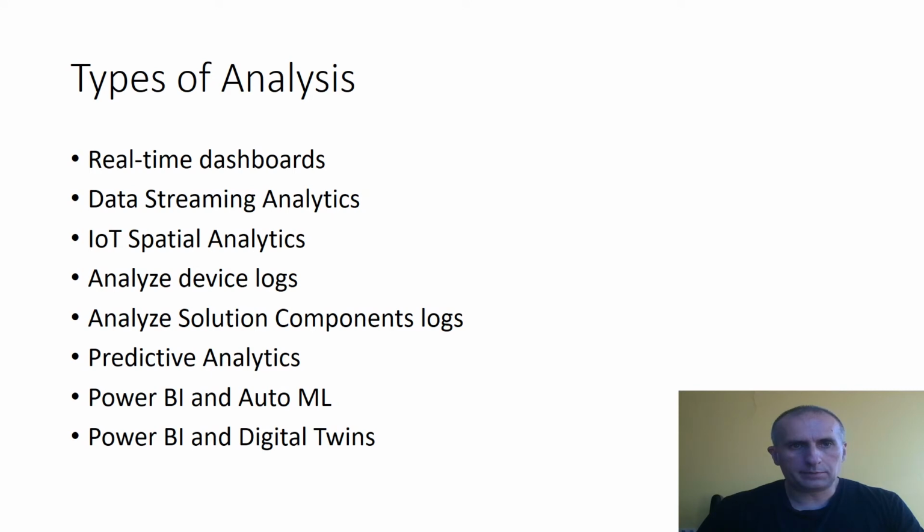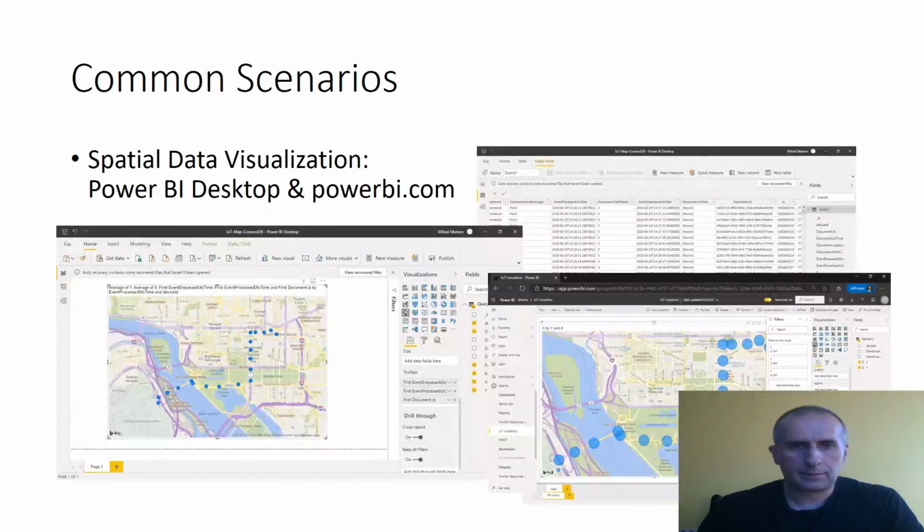Let's now see what kind of analysis we can have in Power BI. From one side, we can have real-time dashboards. We can have also data streaming analytics, where we can demonstrate some changes in live data. We have IoT spatial analysis. We can analyze device logs. We can also analyze solution component logs. We can have predictive analytics with Power BI. We can integrate Power BI also with automated machine learning and with the Digital Twins service. Spatial analysis is available for both powerbi.com and also Power BI Desktop.